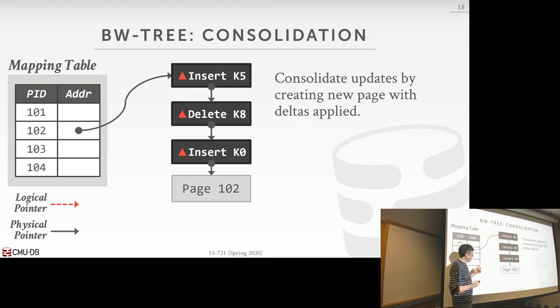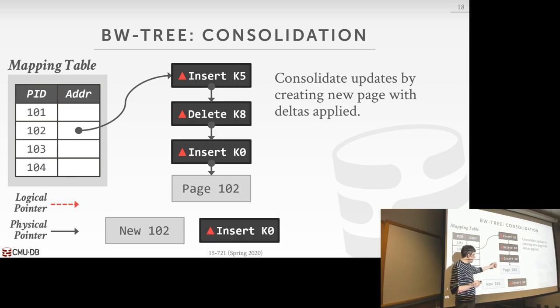So first you make a copy of the base page, and then you apply the changes in reverse order of the delta chain. Let me take a guess: why were you doing reverse order? That is the order, right? In physical time, this is the oldest change and this is the newest change. So if I'm deleting K8 here and I insert K8 here, then it doesn't make sense to try to delete something if I'm going in this direction. So we always go in reverse order.